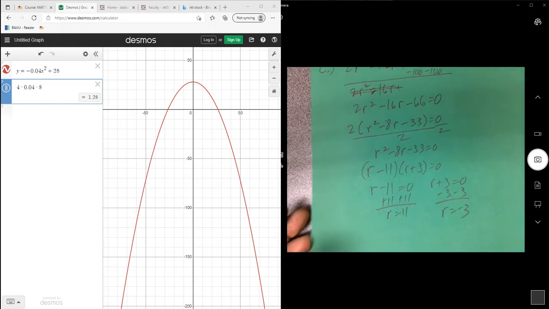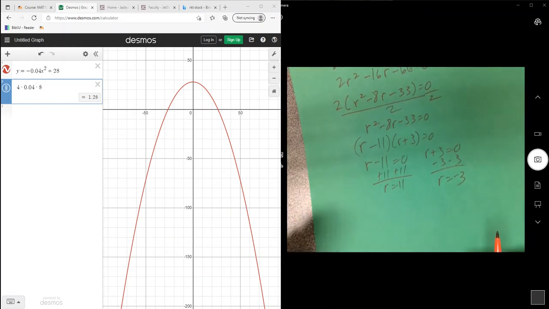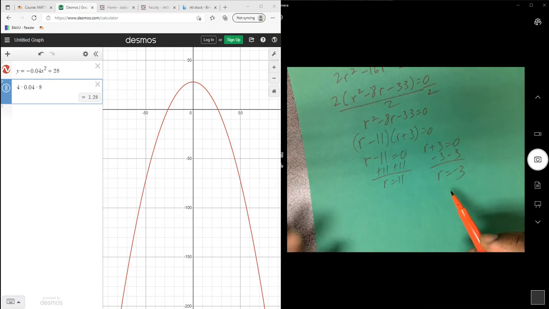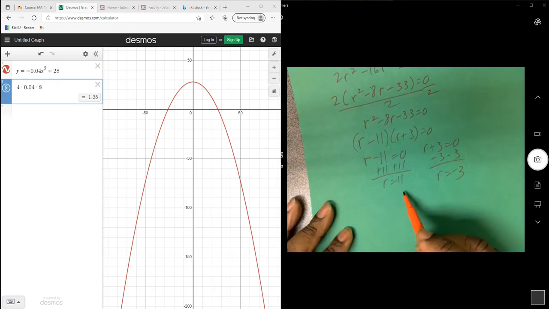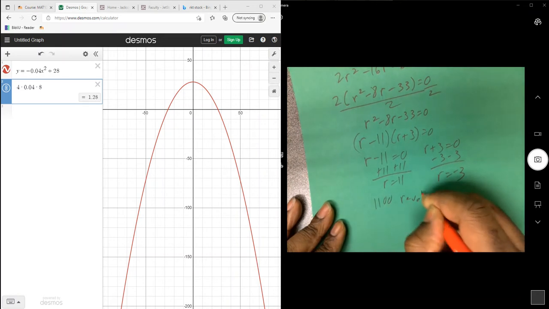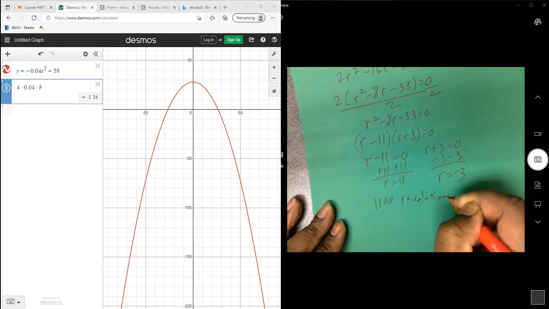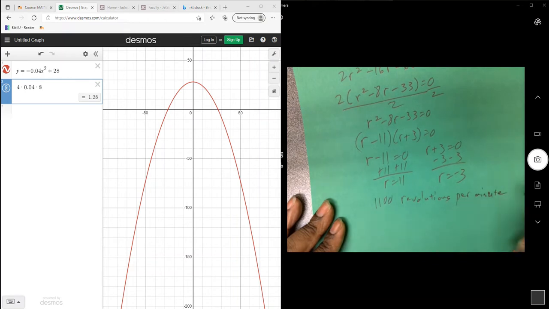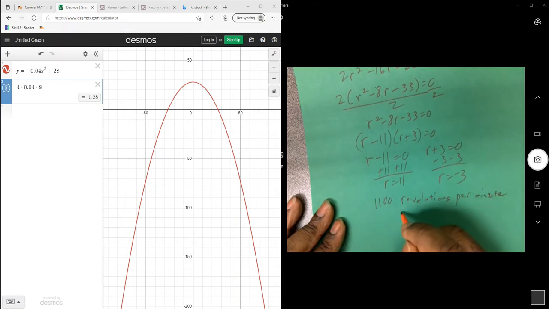Now we know that r equals negative 3 is not going to be part of the practical domain, because we cannot have negative 3 revolutions. So we have r equals 11, which is what we're dealing with. So it'll be 1100 revolutions per minute is the speed of the engine.